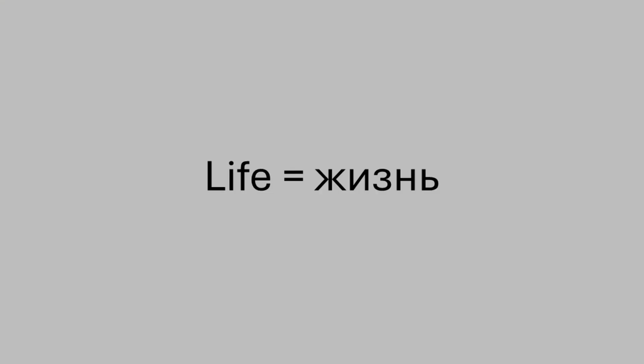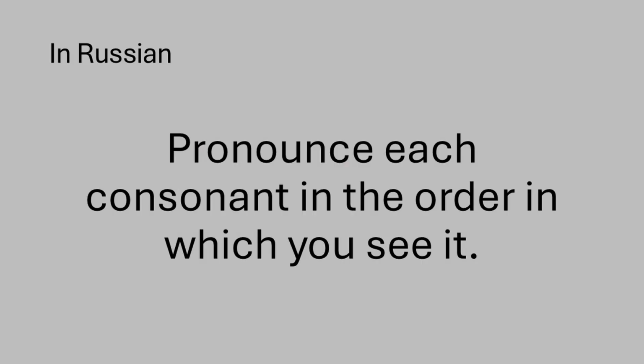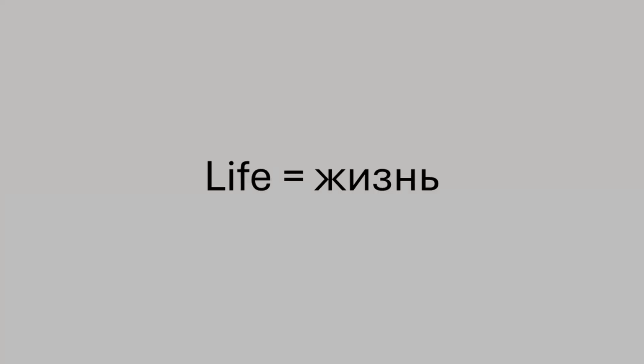You may think, how do you pronounce the Z and the N as one sound? How do I do that? In Russian, when you see a cluster of consonants one after another, pronounce each consonant in the order that you see them. So in this case, жизнь. And without that enye, it would be жизнь. But with that symbol at the end, жизнь.